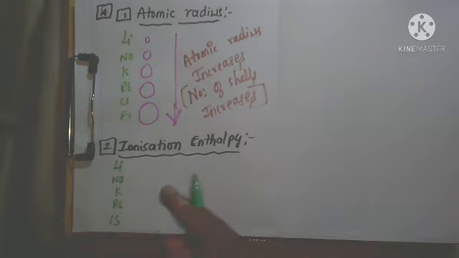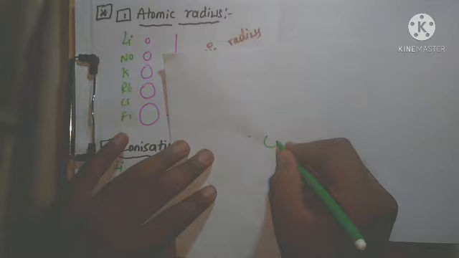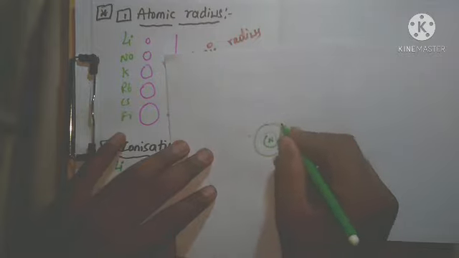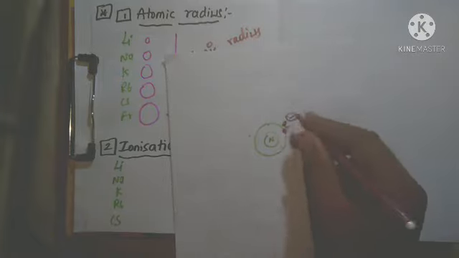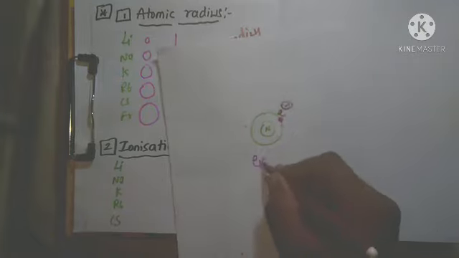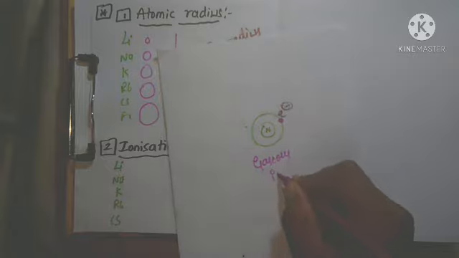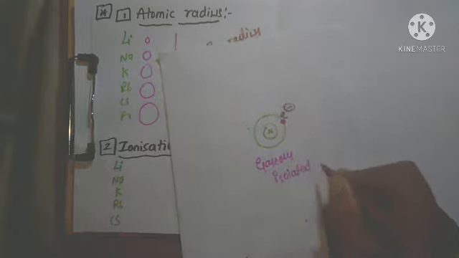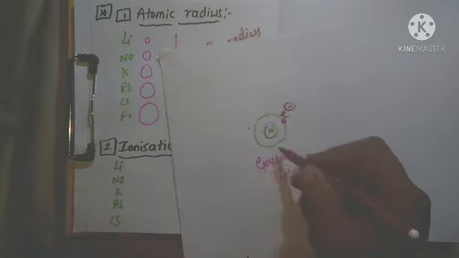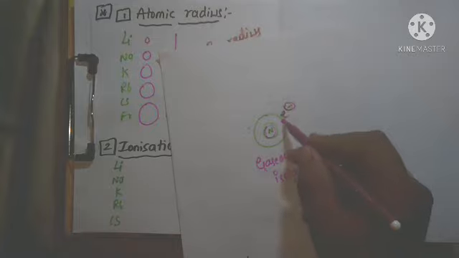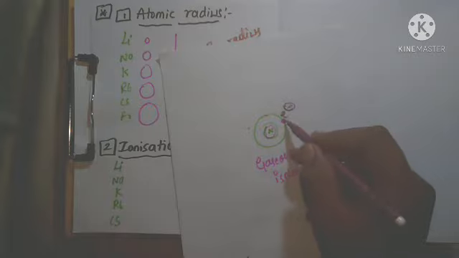Now, what is meant by ionization enthalpy? For this, I am taking a rough paper. For example, this is the nucleus of the atom. This is the valence shell, and this is the electron which is present in the valence shell. It is a gaseous, isolated atom. This is the valence electron, or the last electron, the electron present in the last shell.